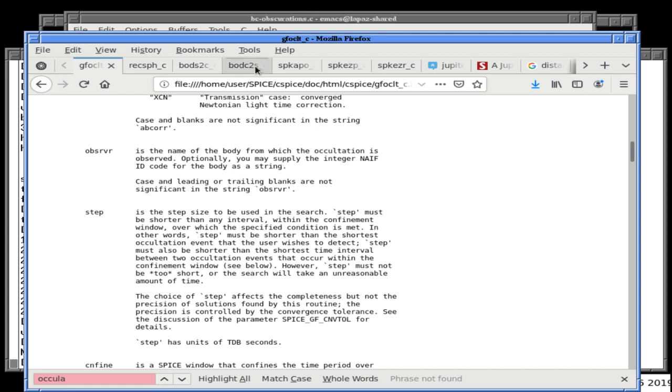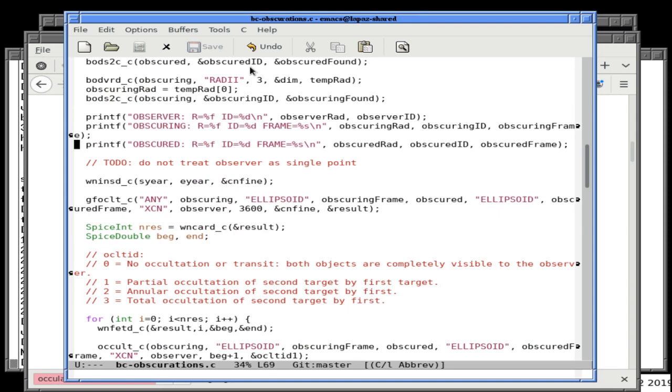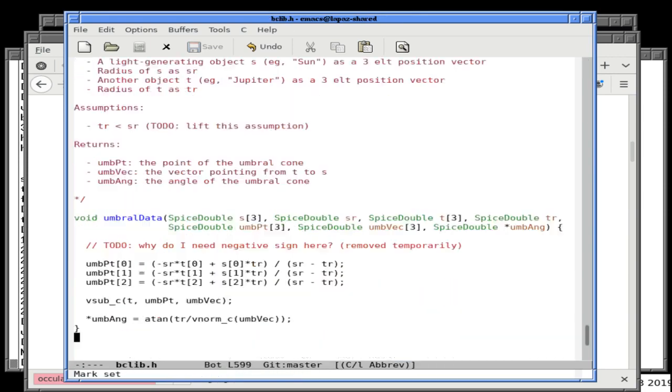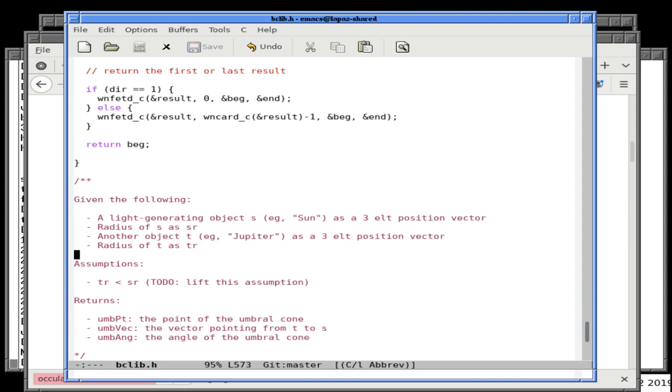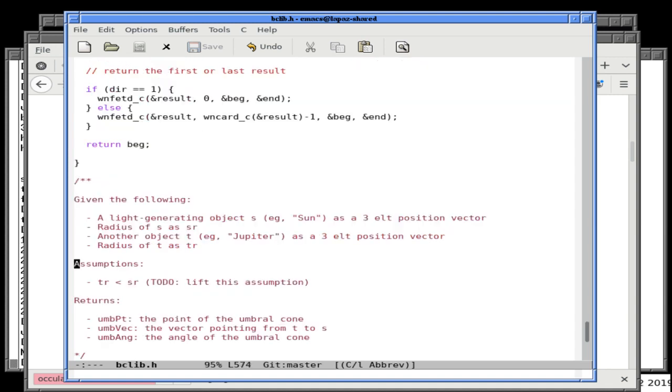Okay, so what we're going to do here is add functions very similar to the ones we're using here. To add this function, we're going to go into bclib.h, which again is not the right way to do things, as it says very clearly right here, and probably I've said it 100 times. Oh wow, this is actually good stuff. Umbral data, let's see. This gives us the point of the umbral cone, the vector pointing from T to S, and the angle of the umbral cone, which is all good stuff. I'm not exactly sure, but we're probably going to be doing something very close to this, though it's going to be very different in other ways.